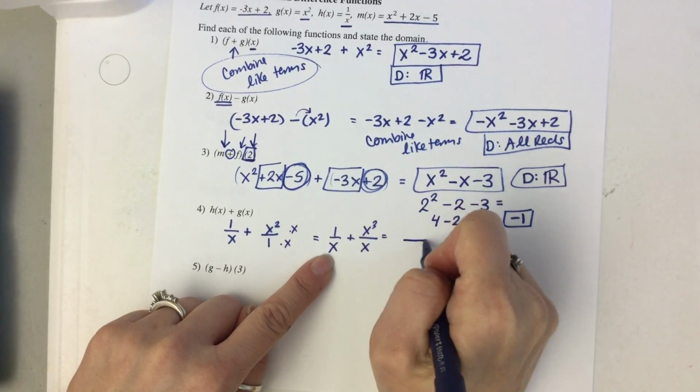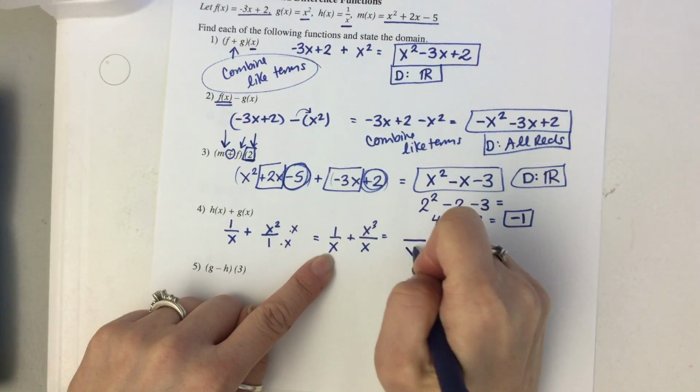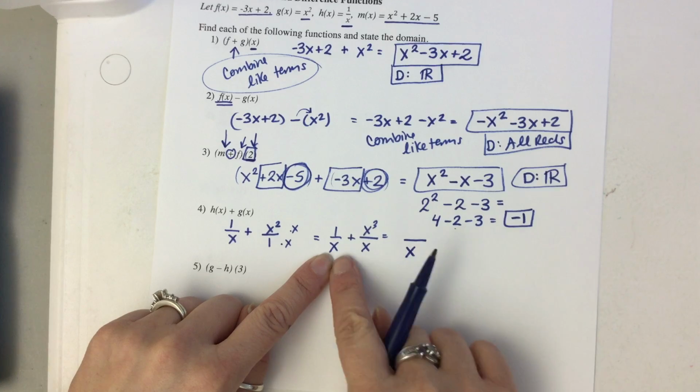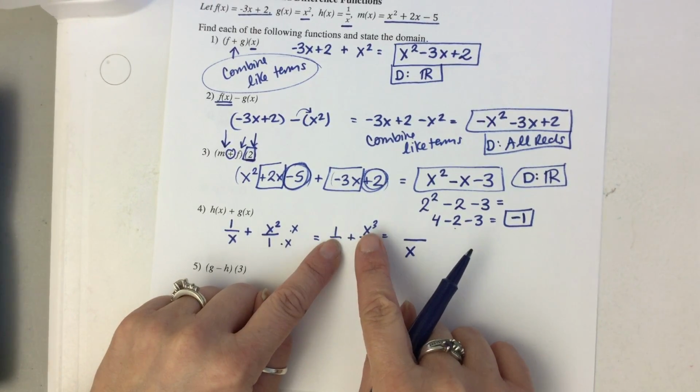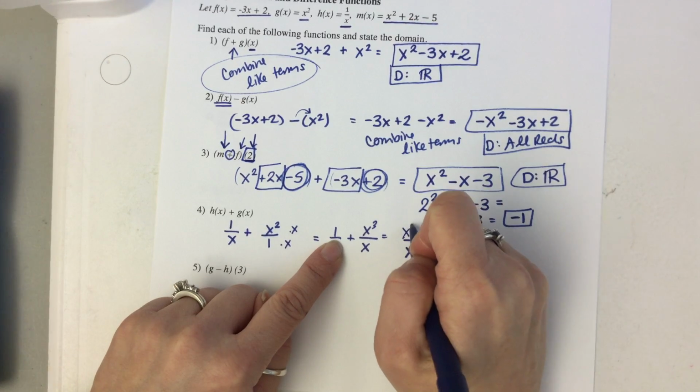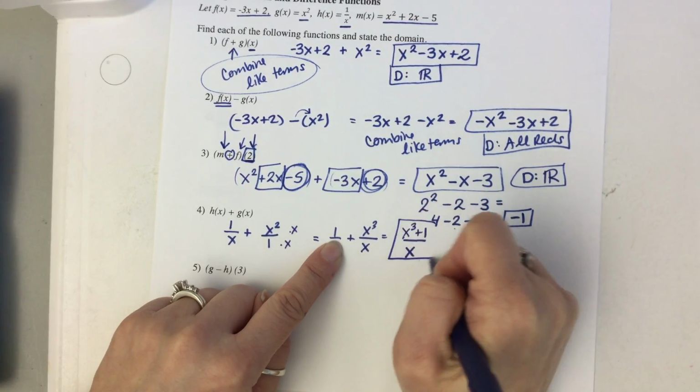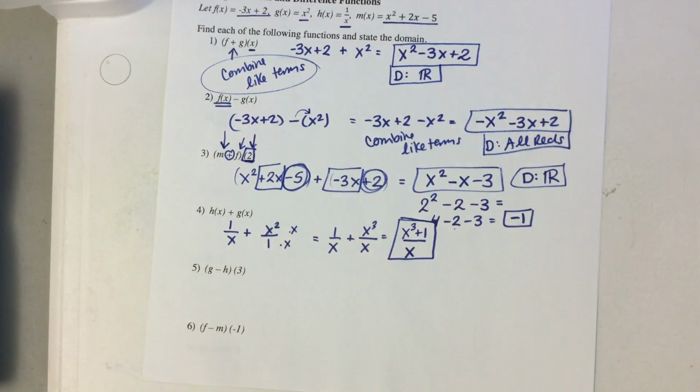Now, when you add fractions, the common denominator stays. So the bottom is just an x. On the top, I cannot combine these. This is a number. This is a variable with an exponent of 3. So what I have to do is put both pieces on the top in standard form. So x cubed plus 1, there is your new function.